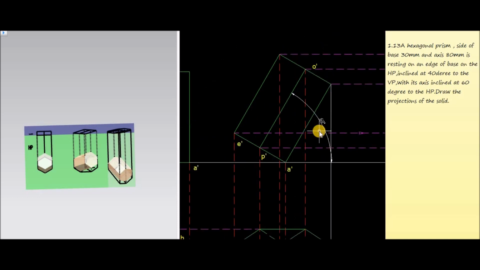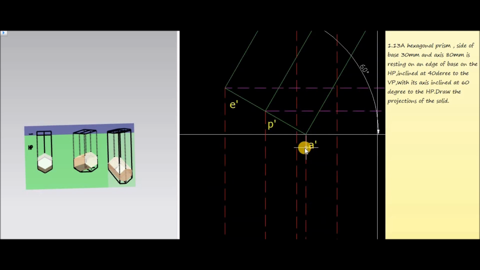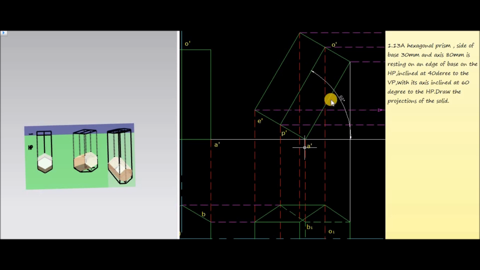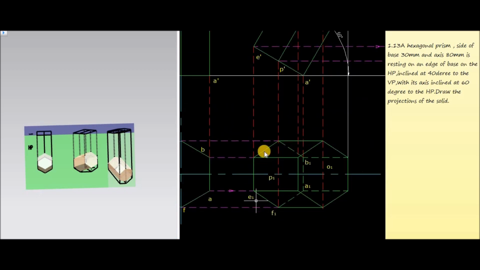That means the axis of the prism is making 60 degree with the XY line. Then again take all this distance. So first of all draw the axis, make angle 60 degree, draw perpendicular lines, mark the points A dash, B dash, E dash, etc. Then join all these points. So this is the front view corresponding to 60 degree inclination. Then for getting the top view of this 60 degree inclination, extend all the top and bottom corners downwards.